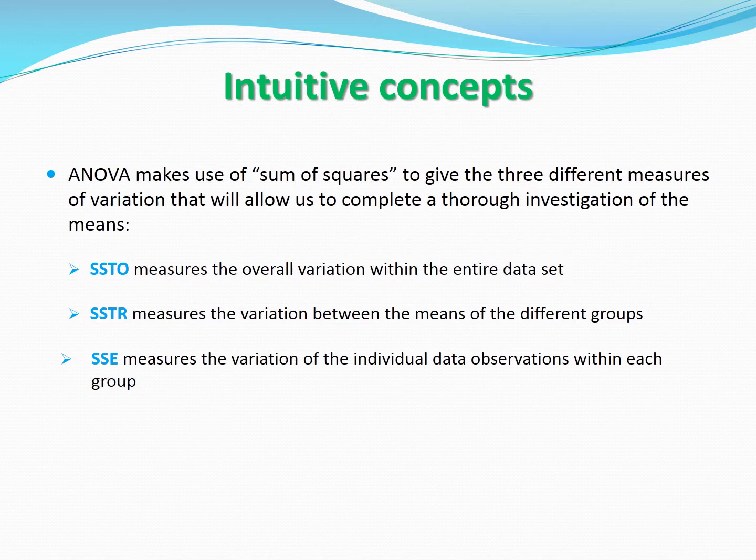And then the second measure is SSTR, which is the treatment sum of squares, and this value measures the variation between the means of the different groups. And the last one is SSTE, which is the error sum of squares, which measures the variation of the individual data observations within each group. On the following slides, I will explain all of these formulas in detail, but first we need to look at the notation that is used.